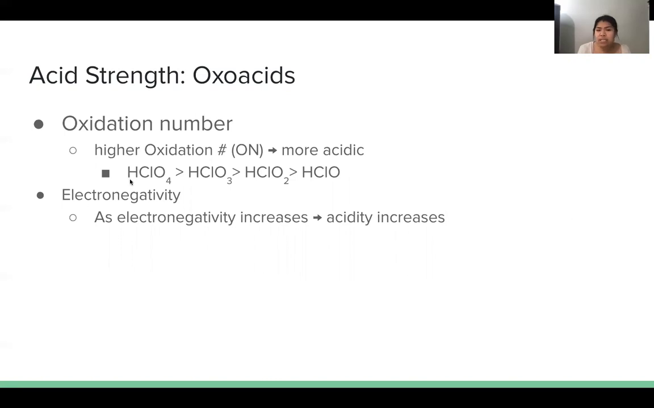Now, just like with binary acids, what if the oxidation number is the same? Well, in that case, you go back to your electronegativity. What's more electronegative? It's the same trend as with binary acids. As electronegativity increases, your acidity increases. And I want you guys to answer why that is. If you need a little help, hint, hint, it was explained with binary acids. It's the same exact reason.